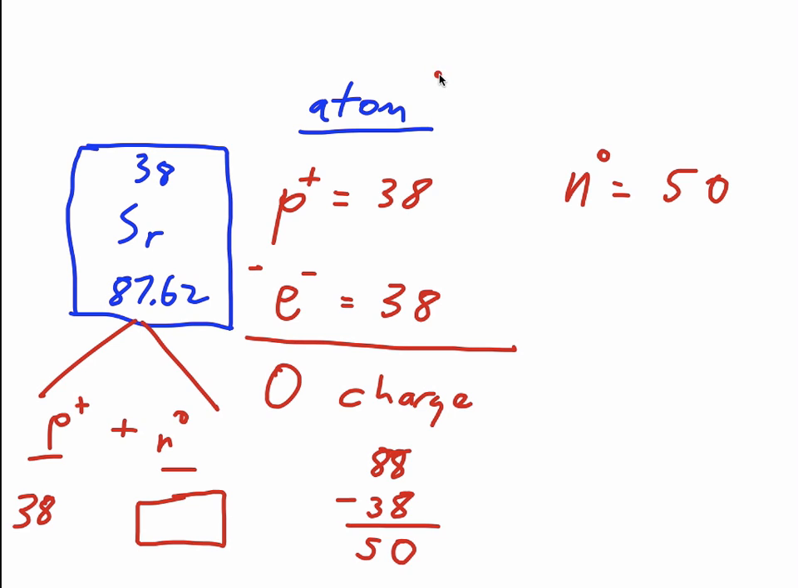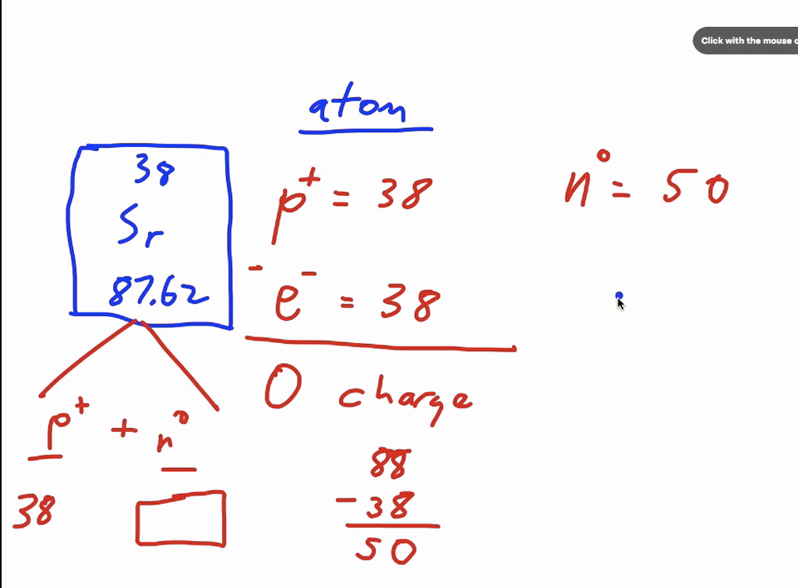Now, what about the ion? The only thing that's going to change out of the ion is the electrons. If the protons change, it is not strontium anymore. The neutrons can change, but the neutrons are neutral, so it would not affect the charge of the ion.